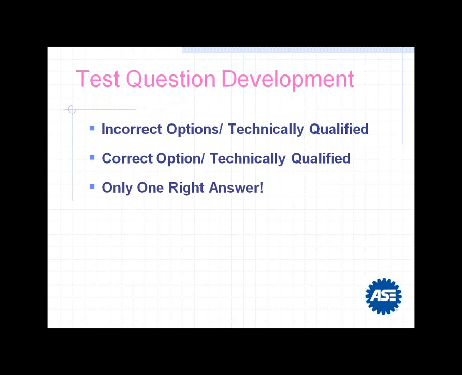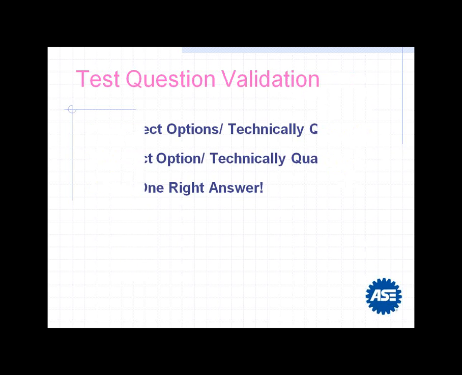Only one right answer. In the ASE world, there's no best answer. There's no ambiguity. There's one answer that is clearly right based on technical reasons. There's 3 options that are wrong based on technical reasons. Okay, and you're going to see a little bit of the science behind how we do that when we look at how to analyze questions.